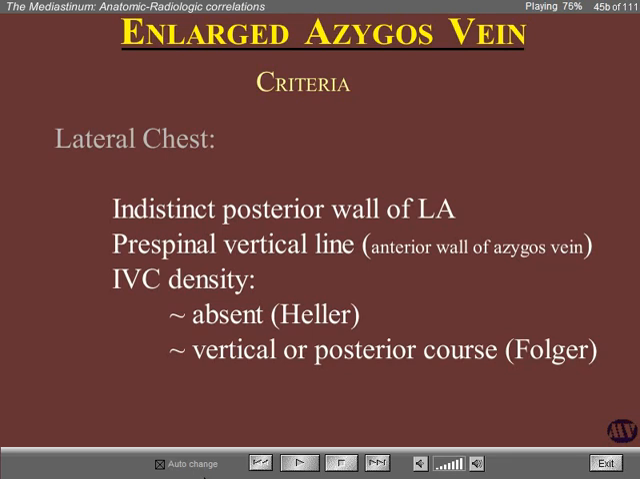Normally, the terminal part of the inferior vena cava produces a posteriorly concave line just above the diaphragm. When that line is vertical or convex posteriorly, or is not seen in deep inspiration, this may be indicative that we do not have a normal inferior vena cava and that the patient may have azygos continuation of the inferior vena cava.